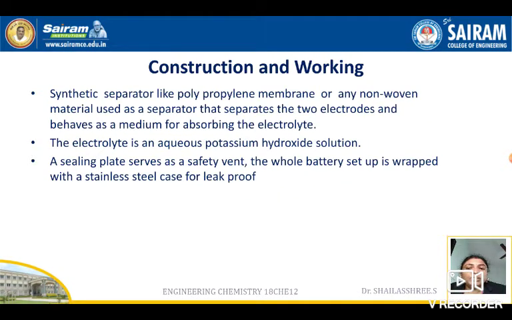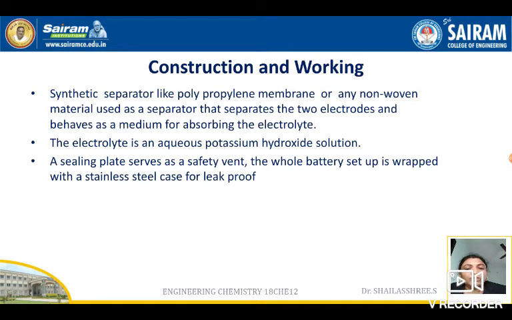Construction. In the battery there will also be a synthetic separator like a polypropylene membrane. This is to separate the anodic and cathodic compartments. Generally, non-woven materials will be used as a separator that separates the two electrodes, anode and cathode, and which also behaves as a medium for the electrolyte.